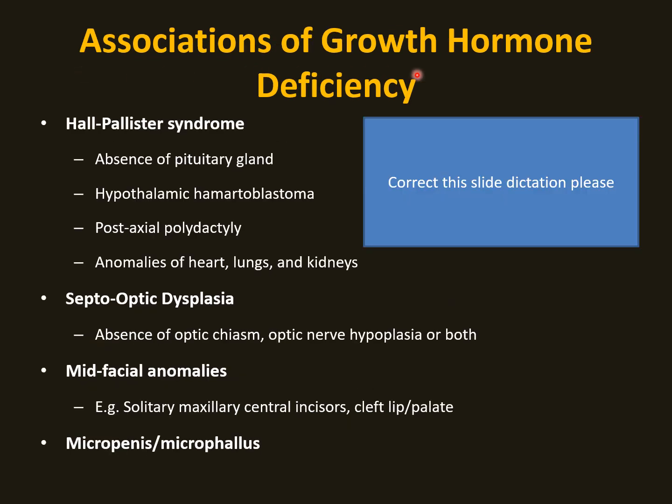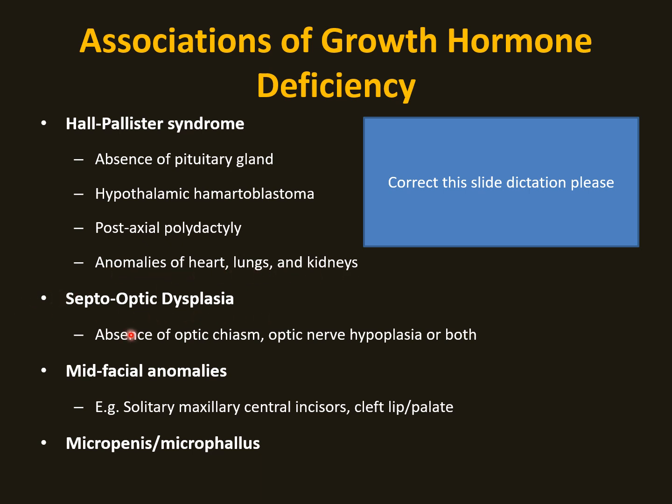Associated conditions with growth hormone deficiency: Hall-Pallister syndrome, absence of the pituitary gland, hypothalamic hamartoblastoma, and post-axial polydactyly, which means the extra digit is on the ulnar side, opposite the thumb side. Post-axial polydactyly or extra digits are usually associated with congenital anomalies of the heart, lungs, and kidneys. Pre-axial is usually benign.